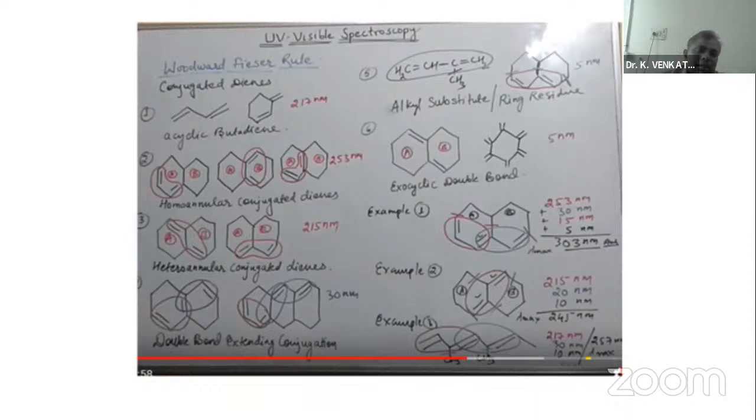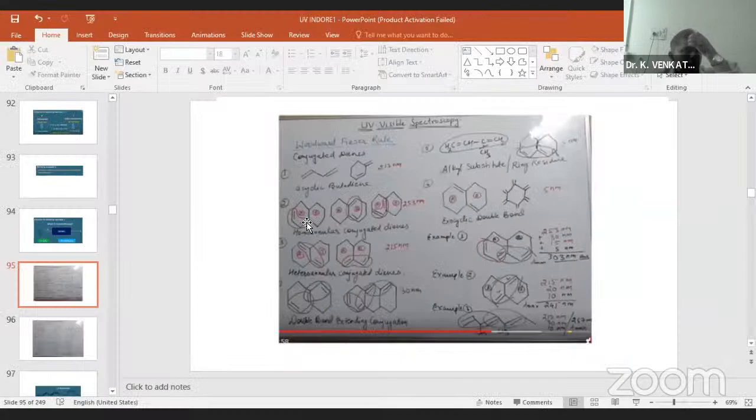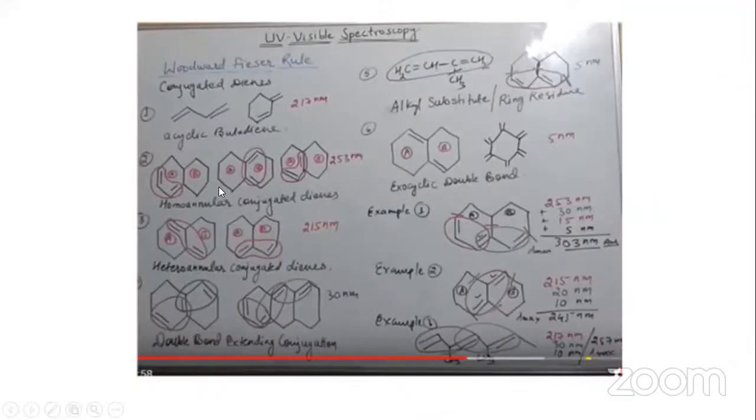Another second type, homonuclear conjugated dienes. What are homonuclear conjugated dienes? You can see two rings are possible. This ring is A, here B is possible. For 1,3 butadiene, is it present in one ring or two rings? Madam, two rings. No, one ring. In the second compound, 1,3 butadiene is possible in one ring.